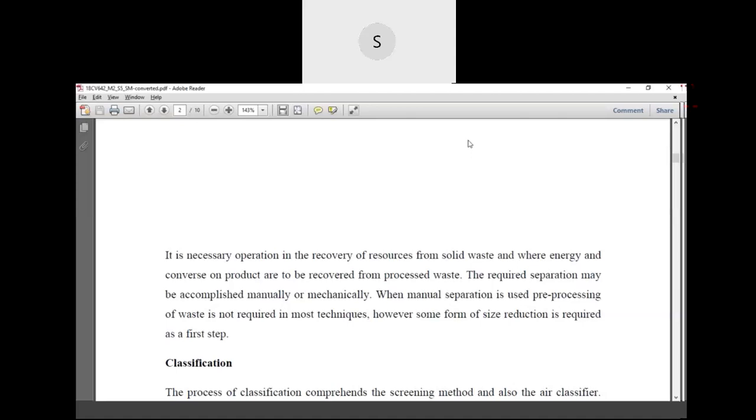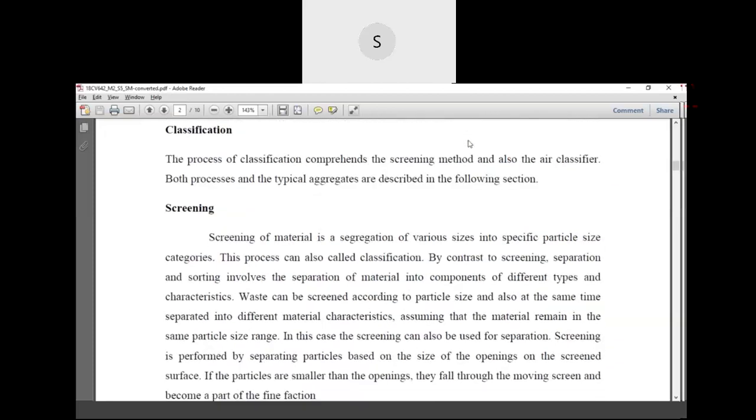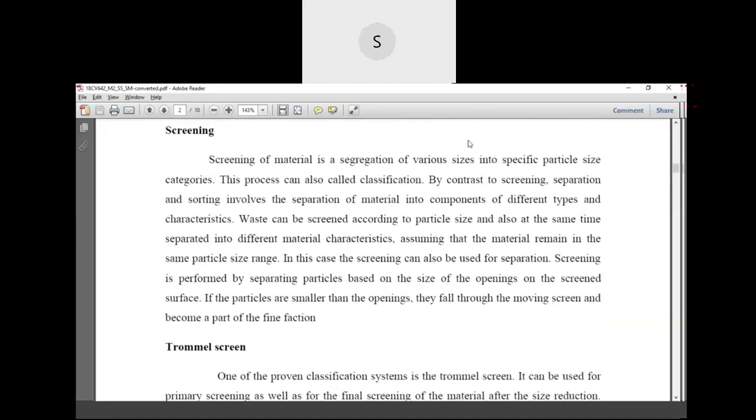Classification. The process of classification comprises the screening method and also the air classifier. Both the processes and typical methods are discussed in the following section. Screening of the material is separating various sizes into a specific particle size of that particular category. So this process can also be called classification.